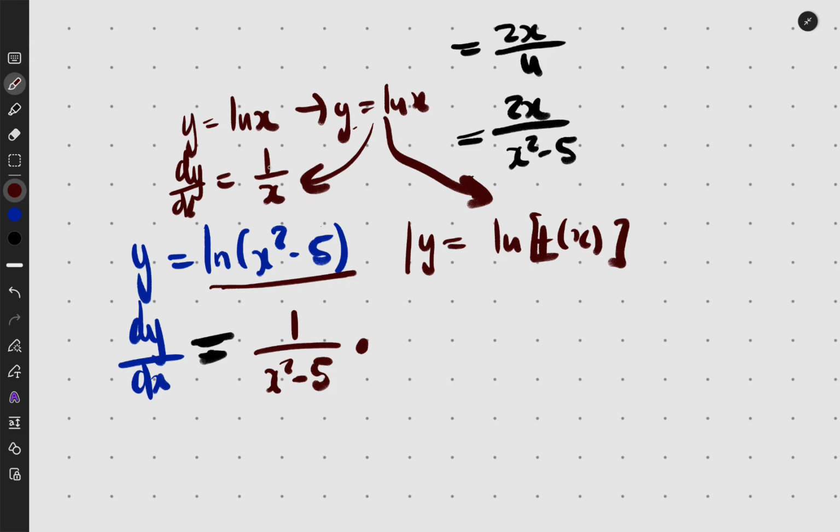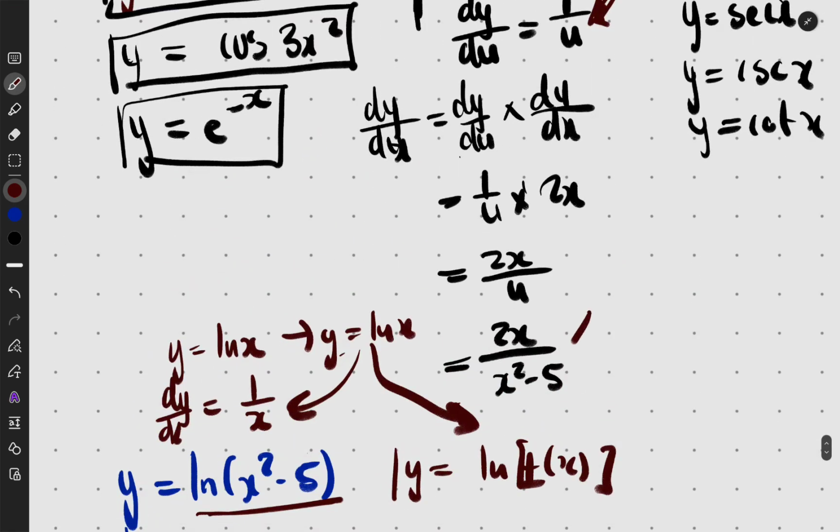How do you differentiate ln x? You just get 1 over x. So how do you differentiate ln of this? We just get 1 over this. But then you multiply by the derivative of the inside all the time. You differentiate the outside, and when you differentiate the outside, you ignore that the inside is not an x. You treat it like you would have treated an x. But then when you're done, you multiply by the derivative of the inside. What is the derivative of x squared minus 5? It is 2x. So you will now end up having 2x over x squared minus 5.